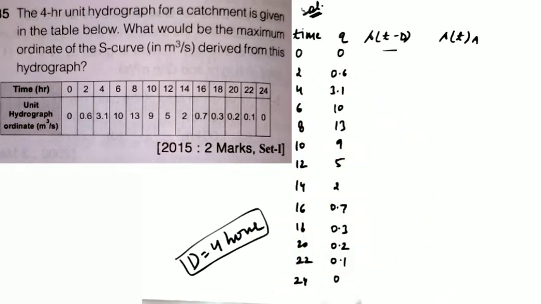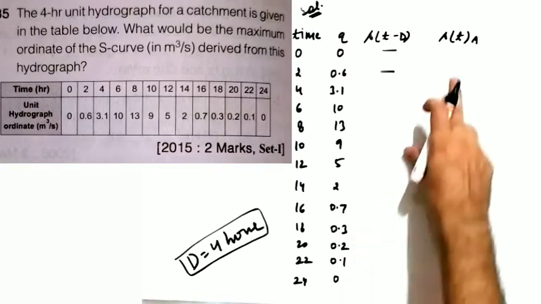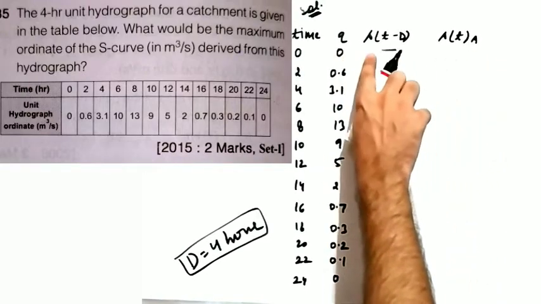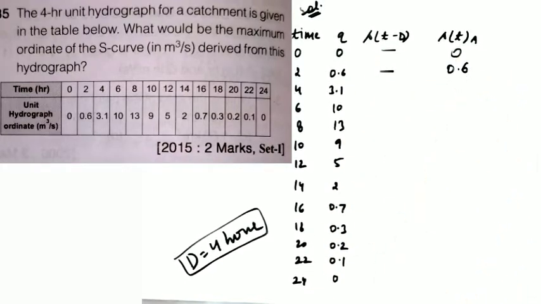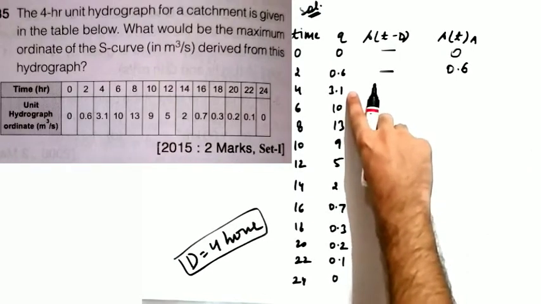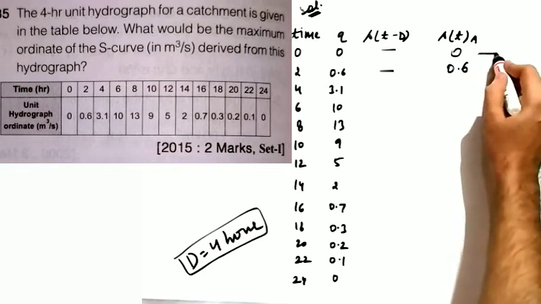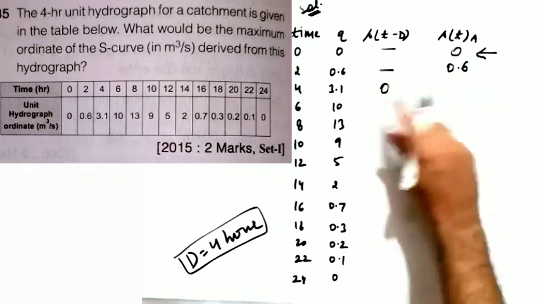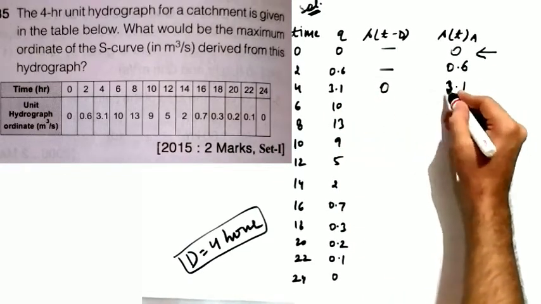Similarly, what will be S_2 minus 4? It will be S minus 2. There is no time ordinate as minus 2, so it will also be nothing. So how do you obtain S_TA? You obtain it by adding this Q and S_T minus D. So here it will be 0 and here it will be 0.6. Now what will be S_4 minus 4? It will be S_0, which is 0. How will you obtain this? You will obtain this by adding 3.1 and 0. So it will be equal to 3.1.